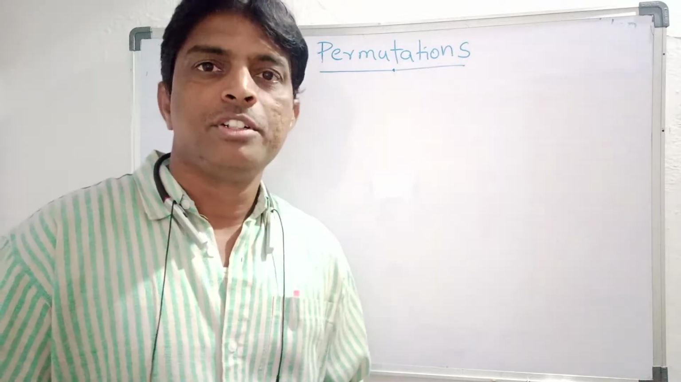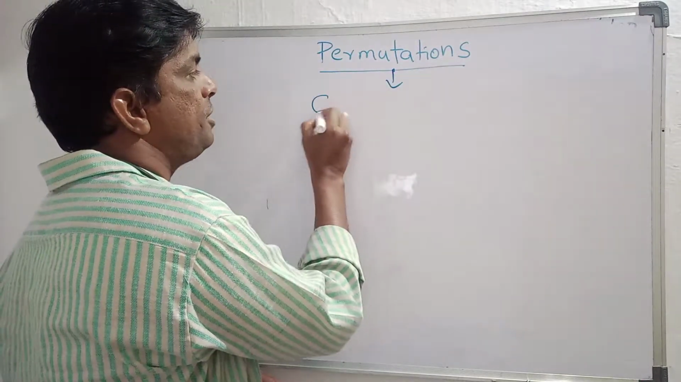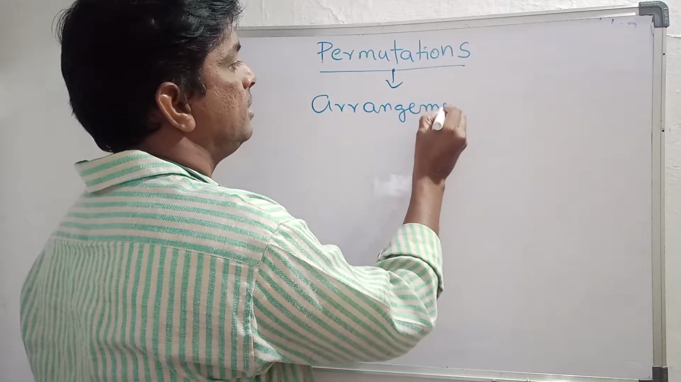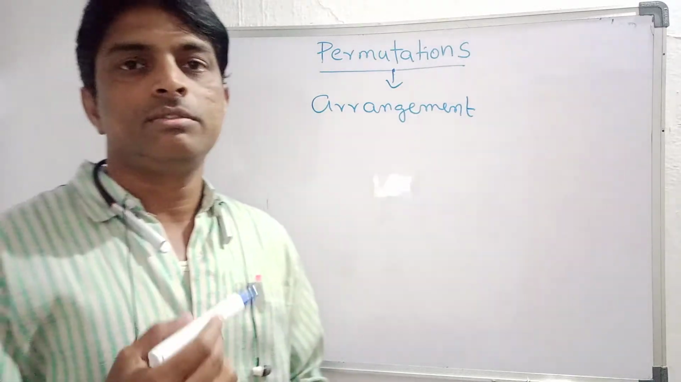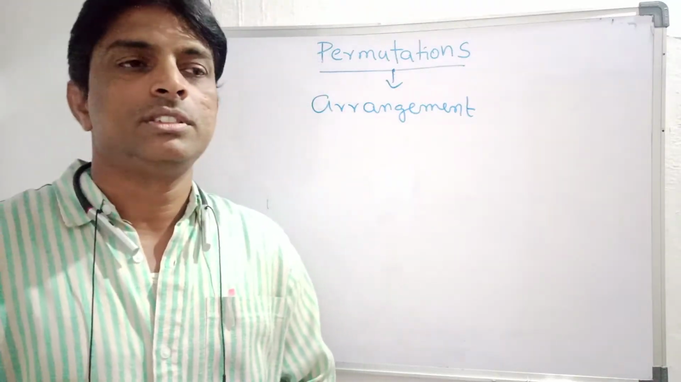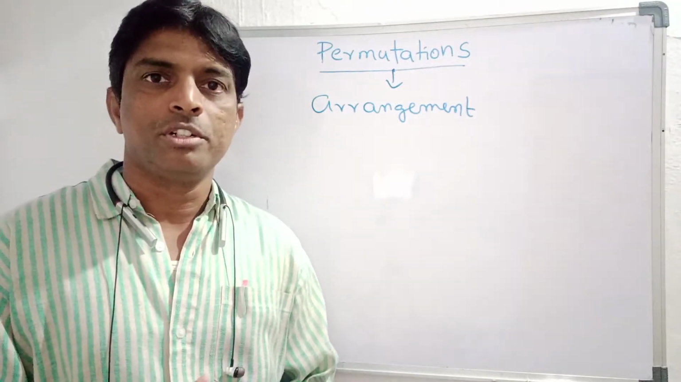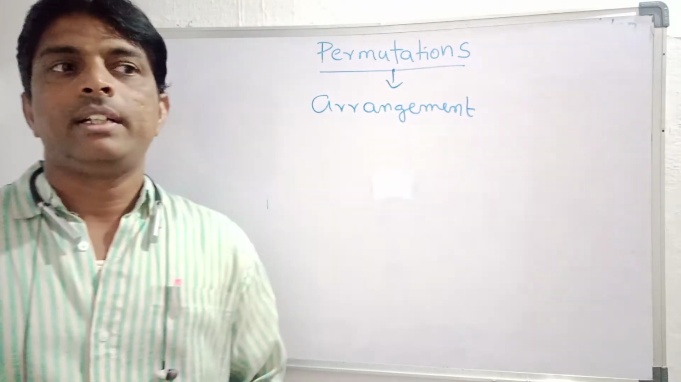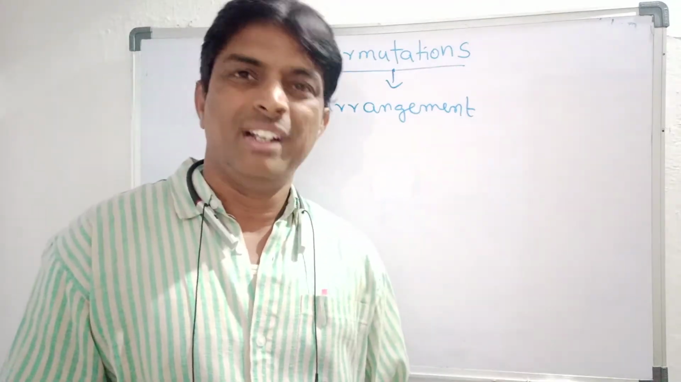The basic meaning of permutation is nothing but arrangement. It could be the arrangement of letters, arrangement of numbers, arrangement of persons in all possible ways. Now let's take an example to understand the meaning of this name, arrangement.